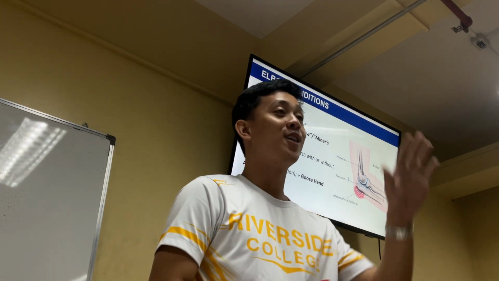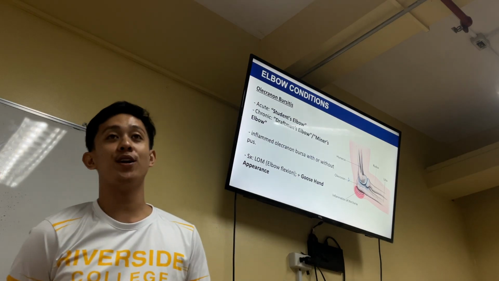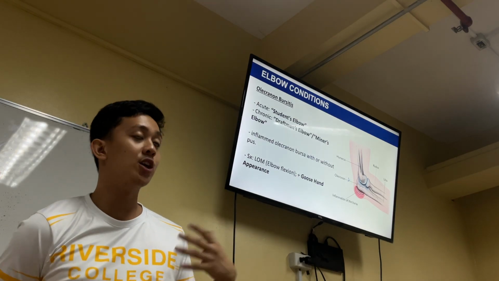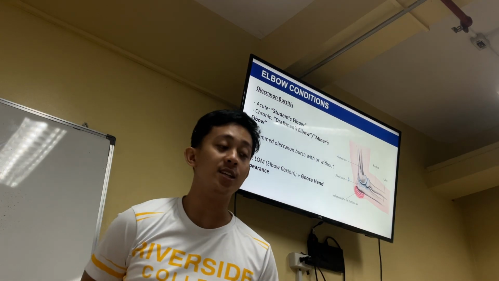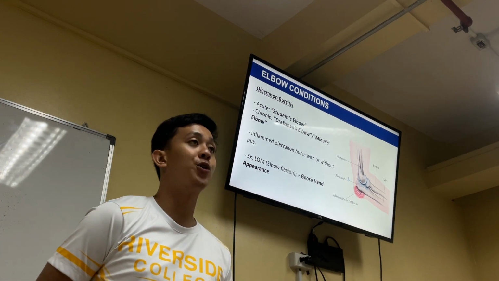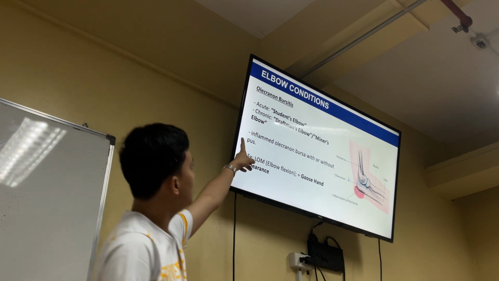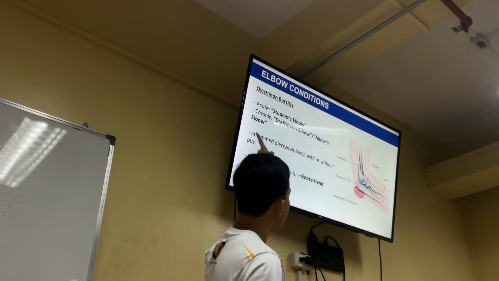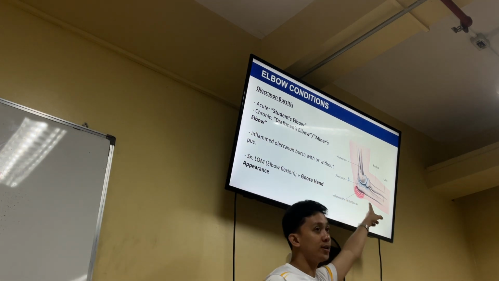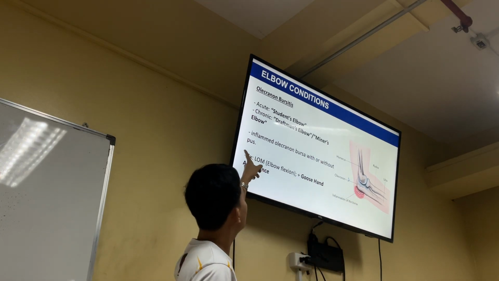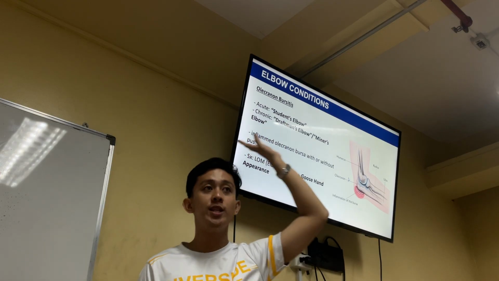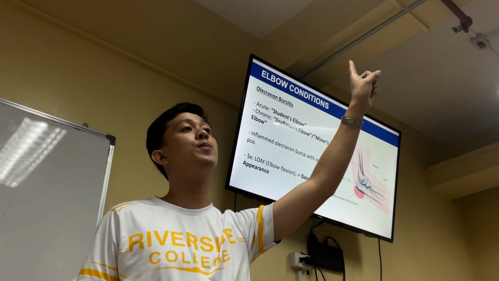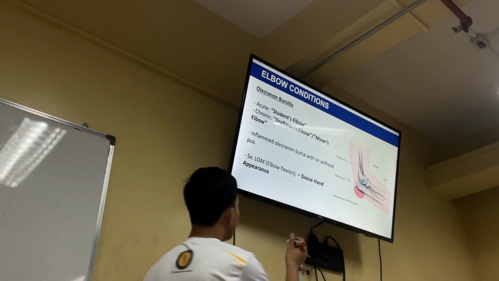With olecranon bursitis, we have different names. In the acute stage, you may call it student's elbow. If chronic stage, you may call it Jobsman elbow or miner's elbow. In olecranon bursitis, as you can see, there's a bursa here. There will be inflammation of the olecranon bursa with or without pus. So usually the most common sign that you will see is the goose hand appearance.